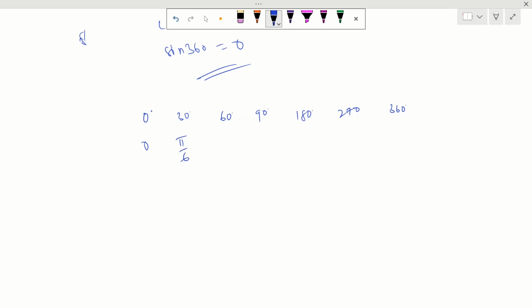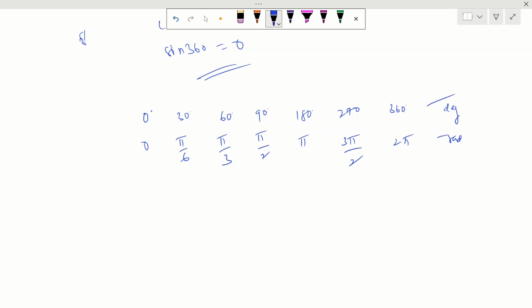30 degrees is pi by 6 radian, right? And pi means 180, so 180 by 6 gives 30. This is pi by 3. What about this? This is pi by 2 radian. This is pi. And what about 270? How can we write 270 in radians? This is 3 pi by 2. Do the calculation: 3 into 180 divided by 2 gives 270. 360 is 2 pi. These are in degrees and these are in radians. The meaning of both is the same.